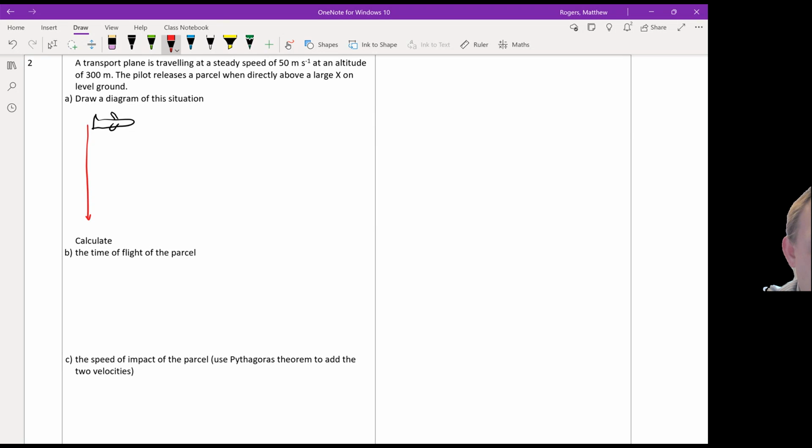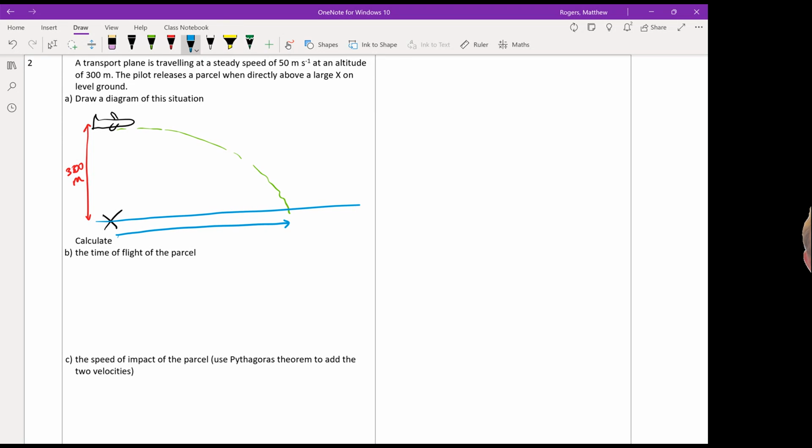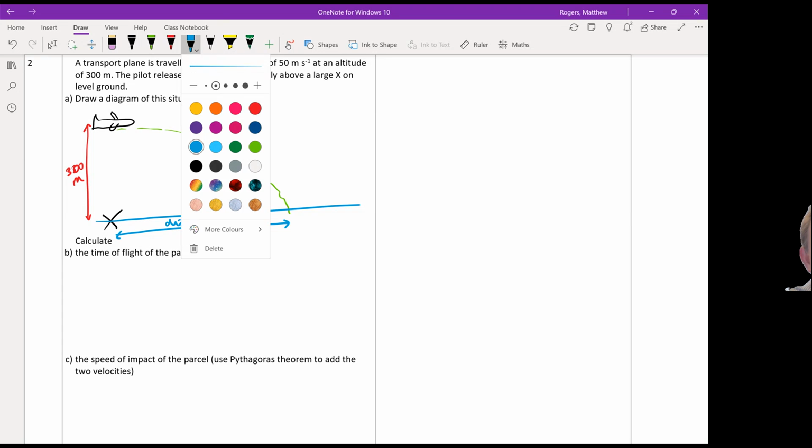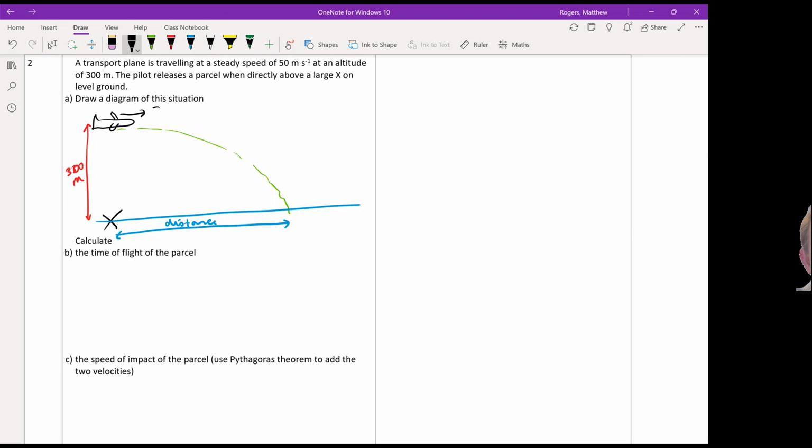The height above the ground is 300 meters. There is an X on the ground here. The parcel is going to follow a parabolic path and hit the ground over here, some distance away from the X. The plane is traveling at a speed of 50 meters per second horizontally. And so the parcel is traveling with initial horizontal speed of 50 meters per second as well.